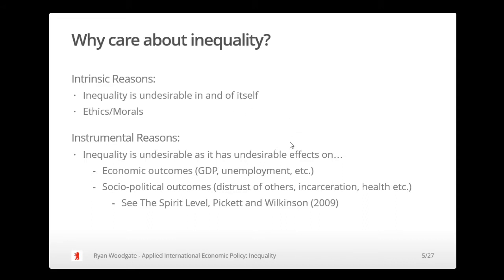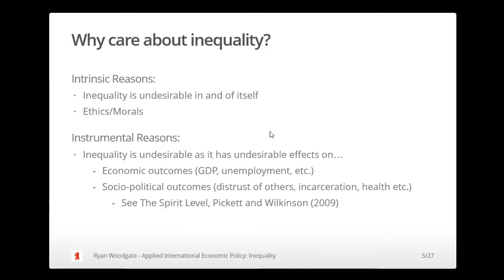Then we've got the second category, which is the instrumental reasons. This is perhaps the category that economists tend to focus more on. And this is the idea that, well, inequality is undesirable because it has undesirable effects on outcomes that we care about. These could be economic outcomes, such as GDP, income and production, or unemployment.